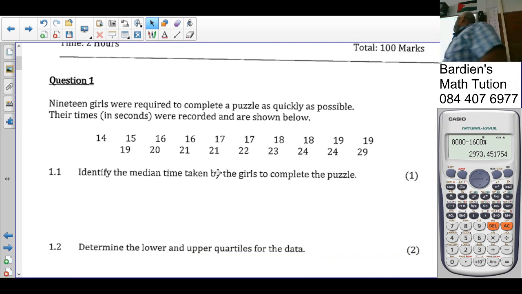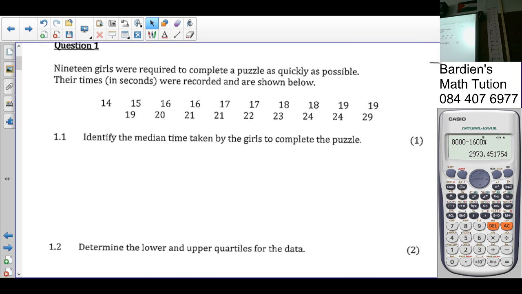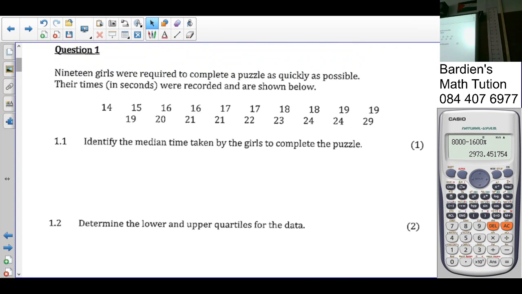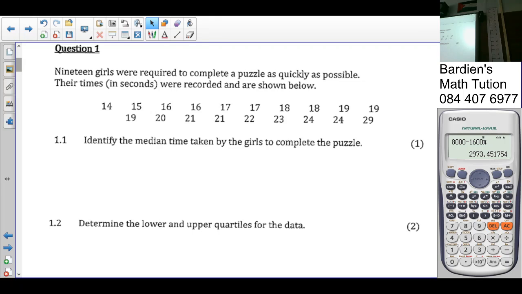Right, so in question 1, we are told 19 girls were required to complete a puzzle as quickly as possible. The times in seconds were recorded and shown below. In question 1.1, the question says, identify the median time taken by the girls to complete the puzzle.